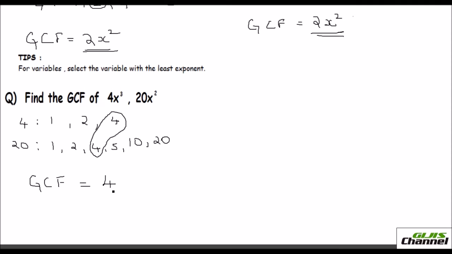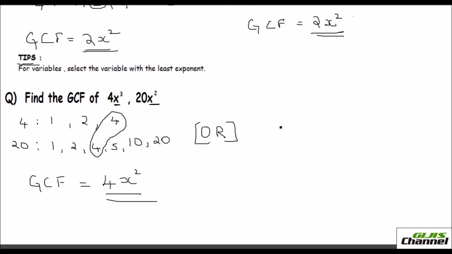For the number it is 4, and I use the tip here, where it is said I have to select the variable with the least exponent. So in these two variables x cubed and x squared, the least exponent is x squared, so my answer would be 4x squared, okay? Now I can show you the other method. So OR, this is another method. You needn't do both, just stick to one.